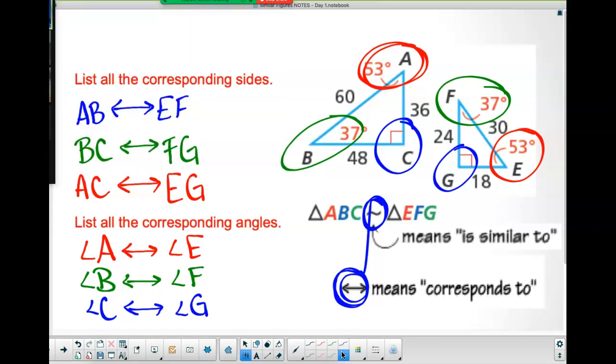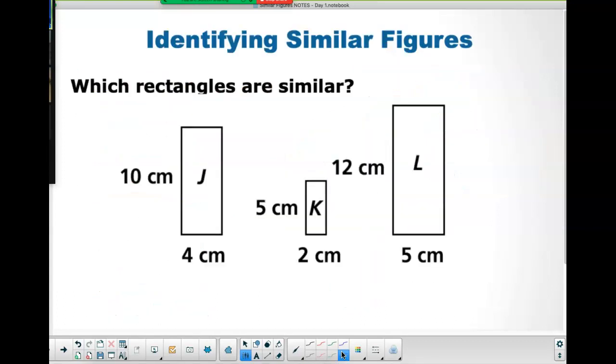Okay? So let's look at these rectangles. Which rectangles are similar? Do they all have equal angles? Do all three rectangles have the same angle measures? Some of you are shaking your head no. Think about that again. What are the angle measures in rectangles? 90, 90, 90, 90, right? They're four 90-degree angles. So all of the angles are the same. So then we have to look at which two rectangles have corresponding sides that are proportional.